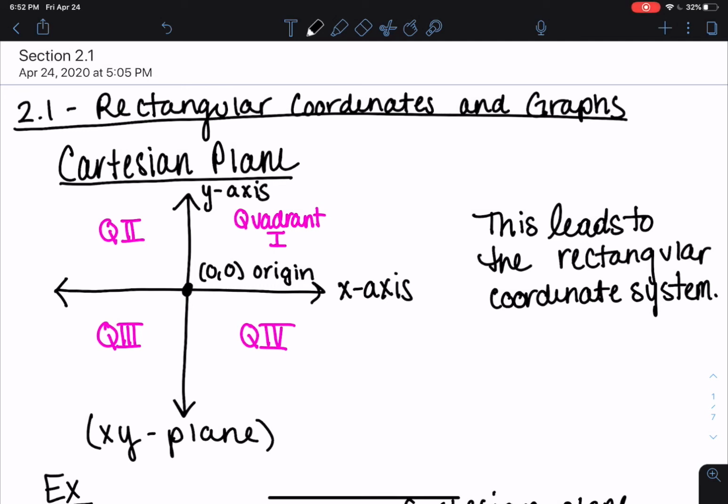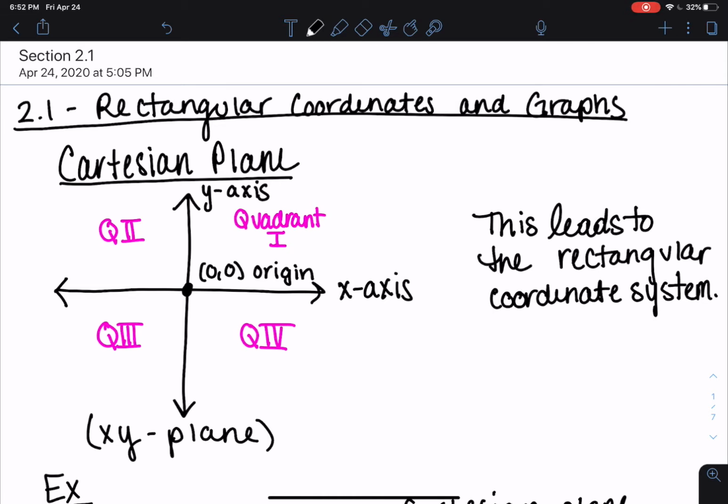So in chapter 2, we're going to start with rectangular coordinates and graphs. And we're going to just get comfortable by plotting graphs just by plotting points. So we'll learn other techniques in the future, but we're going to start out with our simplest method. So before we can go into our graphs, we've got to talk about the Cartesian plane itself.